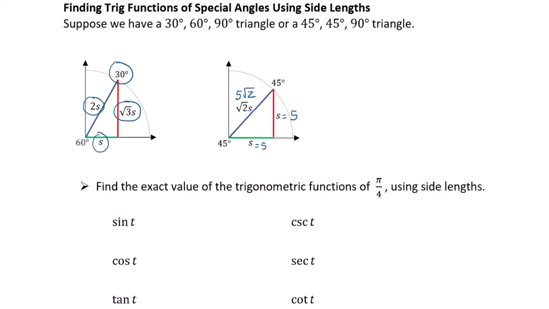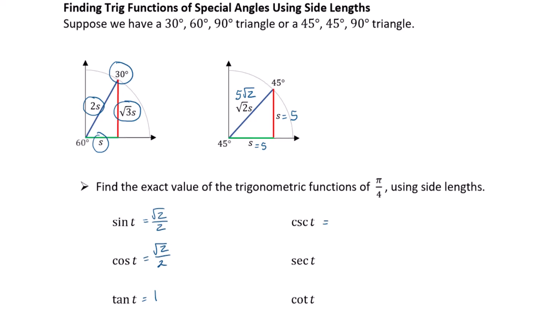So let's find the exact value of the trigonometric functions of pi over 4 using side lengths, as we just did in the special triangles. The sine of t is going to be sine of pi over 4, and we know that to be the square root of 2 over 2. And the cosine is going to be the same as the sine because we're in a 45, 45, 90 triangle. Tangent is going to be 1.